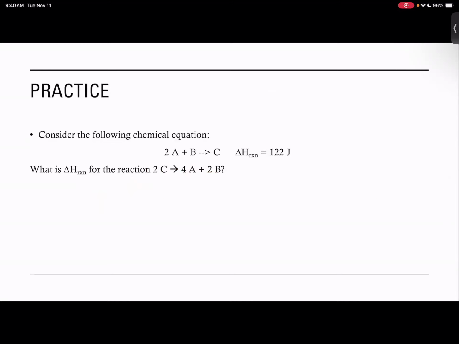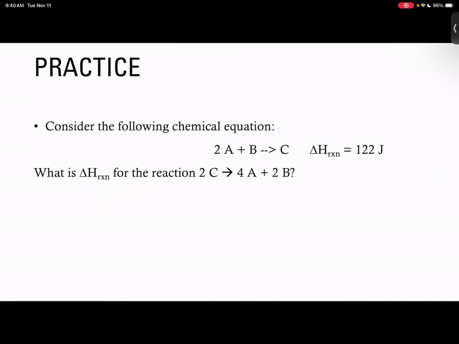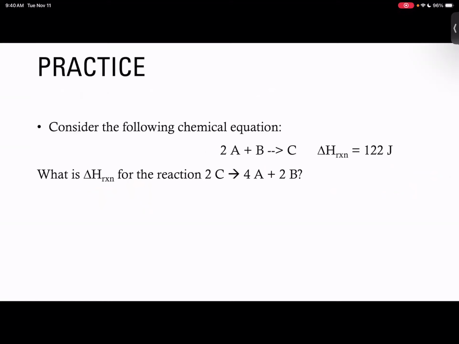Here I have 2A plus B goes to form C with an enthalpy of reaction of 122 joules. Let me blow that up a little so you can see better. I want to know the enthalpy of the reaction for 2C goes to form 4A plus 2B. What I notice is that in going from the first reaction to the second reaction, I have reversed the process. That means I'm going to change the sign. And the other thing I noticed is that I also multiplied it by 2.